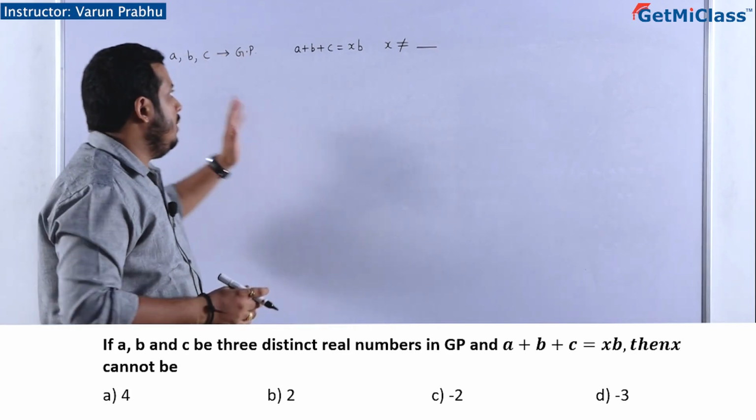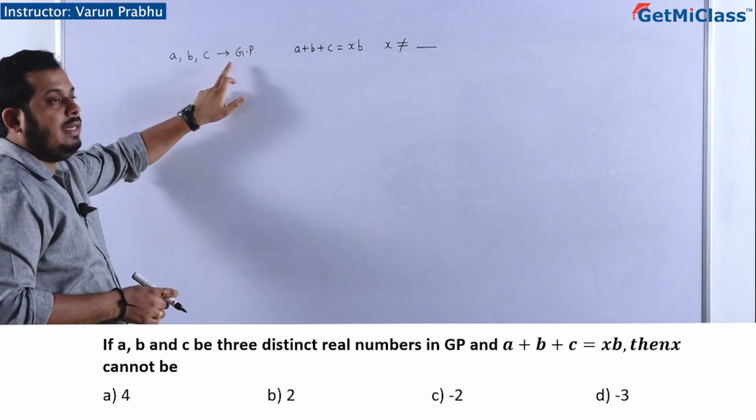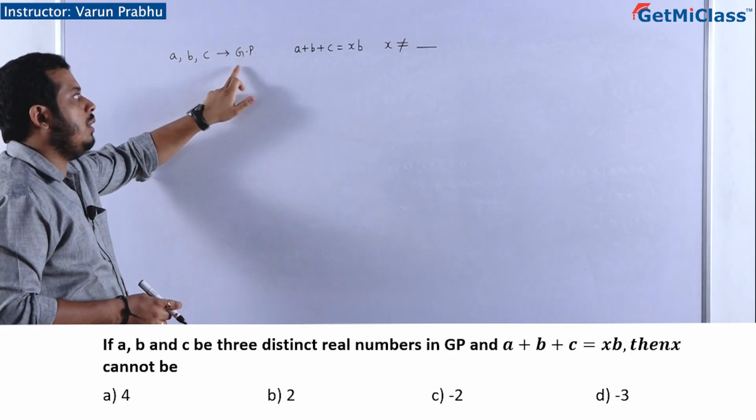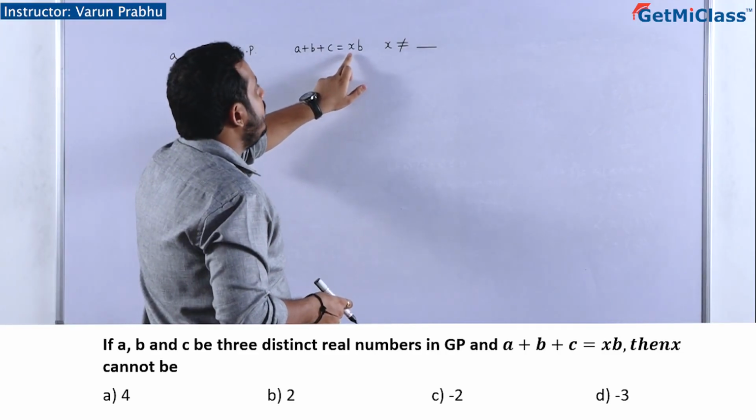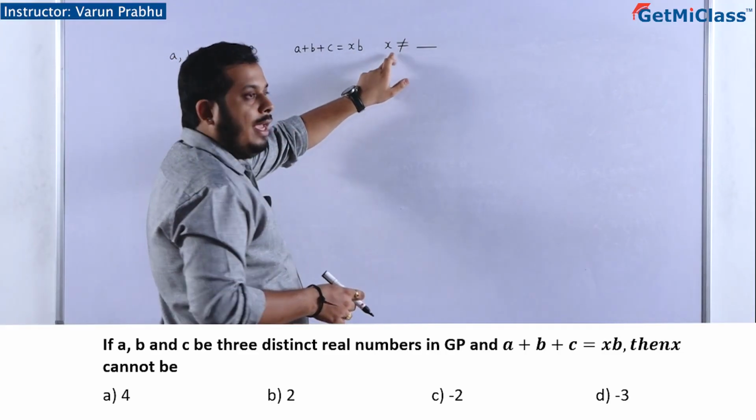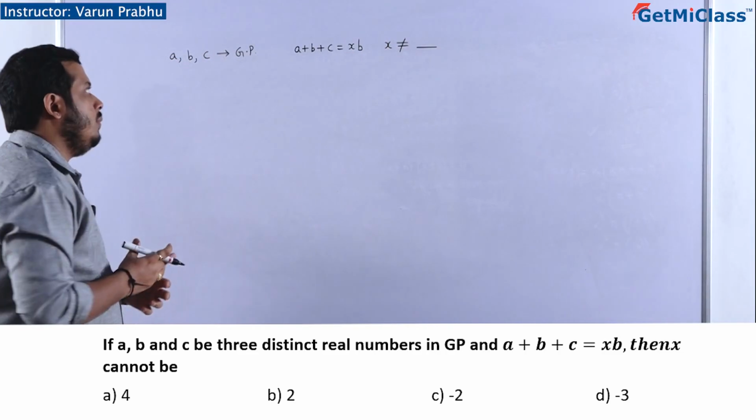If you look at this question, it's told in the problem: A, B, C are distinct terms of a geometric progression such that A plus B plus C is equal to XB. Then X cannot take the value, what is the question asked.